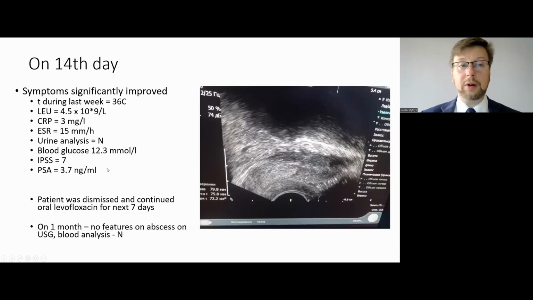The antibiotic therapy continued, and on the 14th day the symptoms of the patient significantly improved. Leukocytes and CRP fell, urine analysis was normal, IPSS significantly improved from 30 to 7, and PSA level was normal. The patient was dismissed and continued oral levofloxacin for the next 7 days, and at one month there were no features of the abscess on the USG, as you can see on this image, and blood analysis was normal.